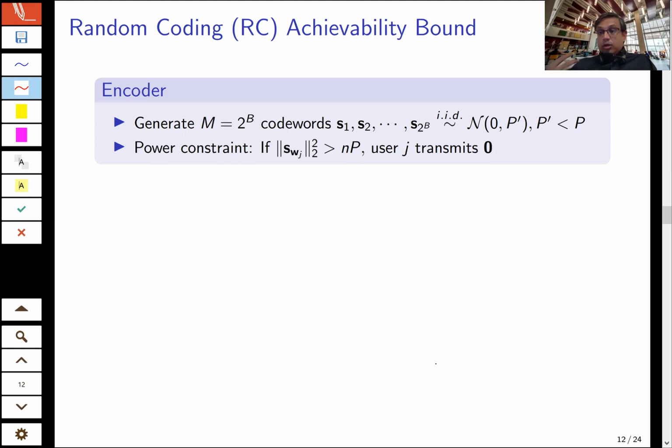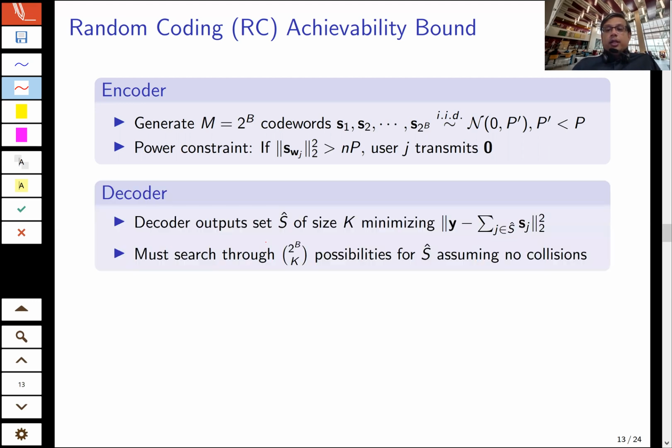The idea is to use Gaussian random coding. So what you say is, I'm going to draw a codebook. The codebook has M codewords, and each codeword is drawn such that each element in the codeword is a Gaussian random variable with 0 mean and variance P prime, where P prime is smaller than P. And if you generate such codewords, depending on how close P prime is to P, there is a probability that the power of the codeword exceeds N times P. If this happens, we will violate the power constraint. So we're not going to transmit those codewords and instead just transmit 0. This is basically what happens at the encoder.